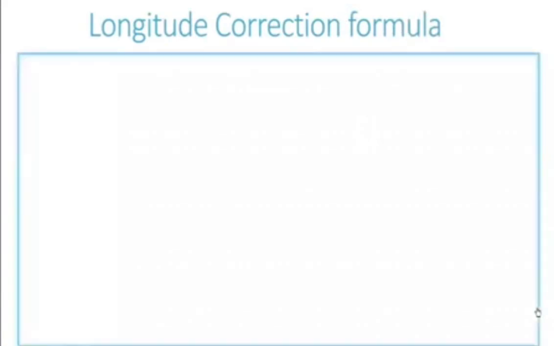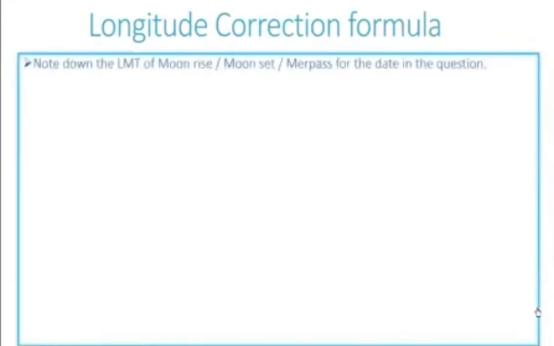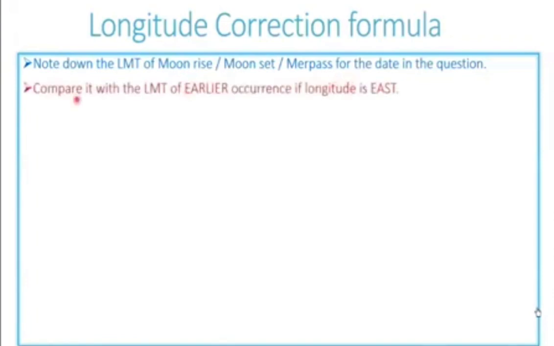Now, having understood the concept behind the longitude correction, let us see how we apply it. For longitude correction, first we note down the LMT of the phenomena, moonrise or moonset or meridian passage, for the date which is given in the question. We compare this time with the LMT of earlier occurrence if the longitude is east. Earlier occurrence means the time of the phenomena on the previous day. So if the longitude of the observer is easterly, we compare it with the LMT of earlier occurrence.